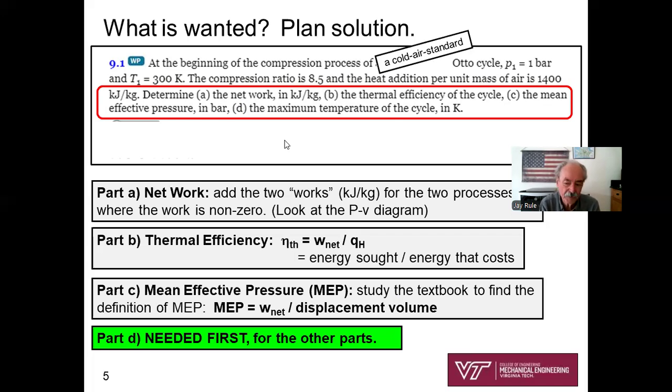Now, if you study the given information, you study your sketch, you're going to see that you kind of need to do part D first in order to do other parts of the problem. And so that's going to be a key to drive towards determining the maximum temperature in the cycle, nearly the first thing we do.